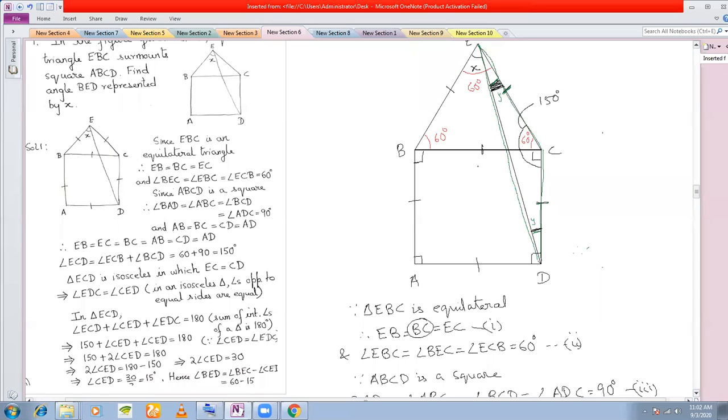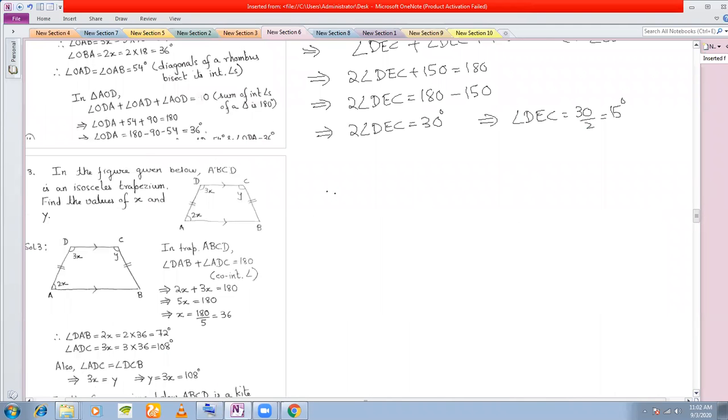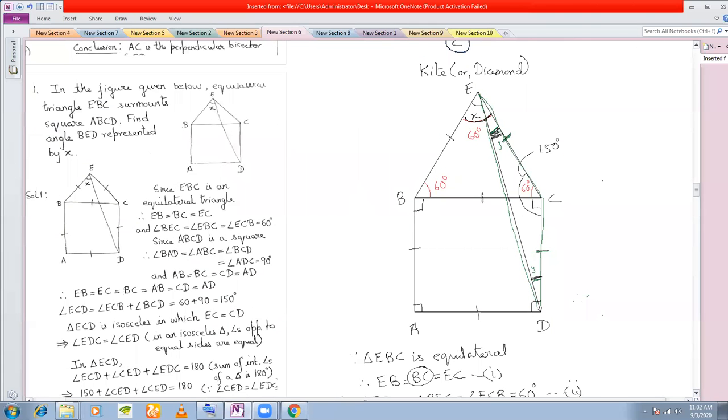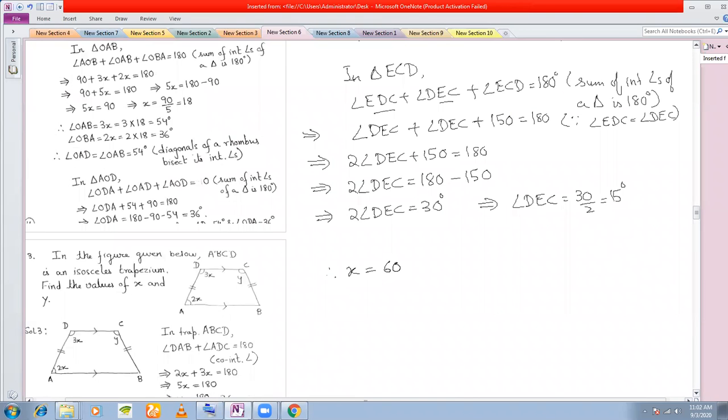Okay, DEC. Now, what is the value of X? Therefore, X is this entire angle, which is 60 degrees, minus this 15 degrees we just found out. Therefore, X is equal to 60 degrees minus 15 degrees, which is equal to 45 degrees.